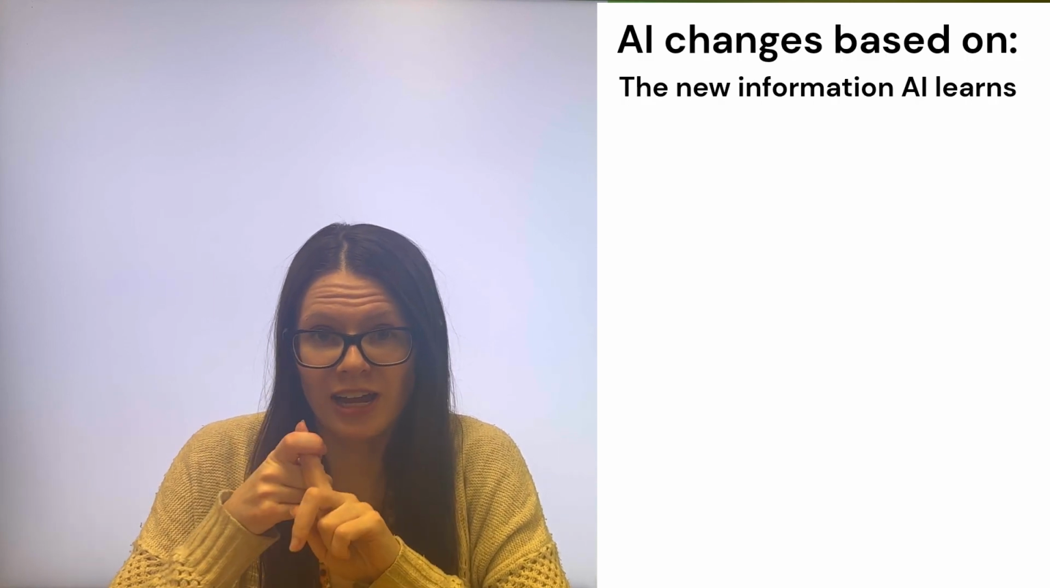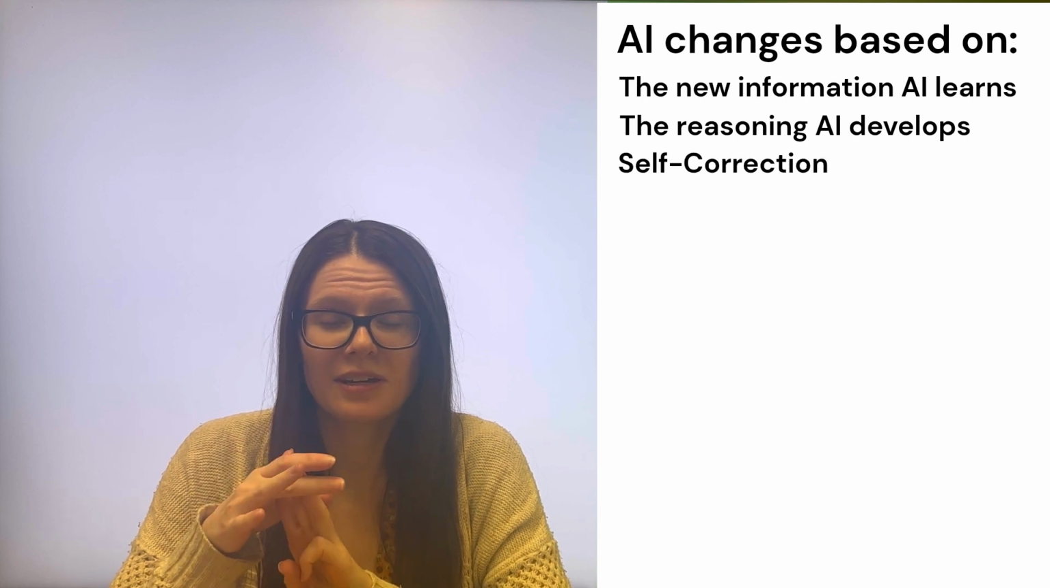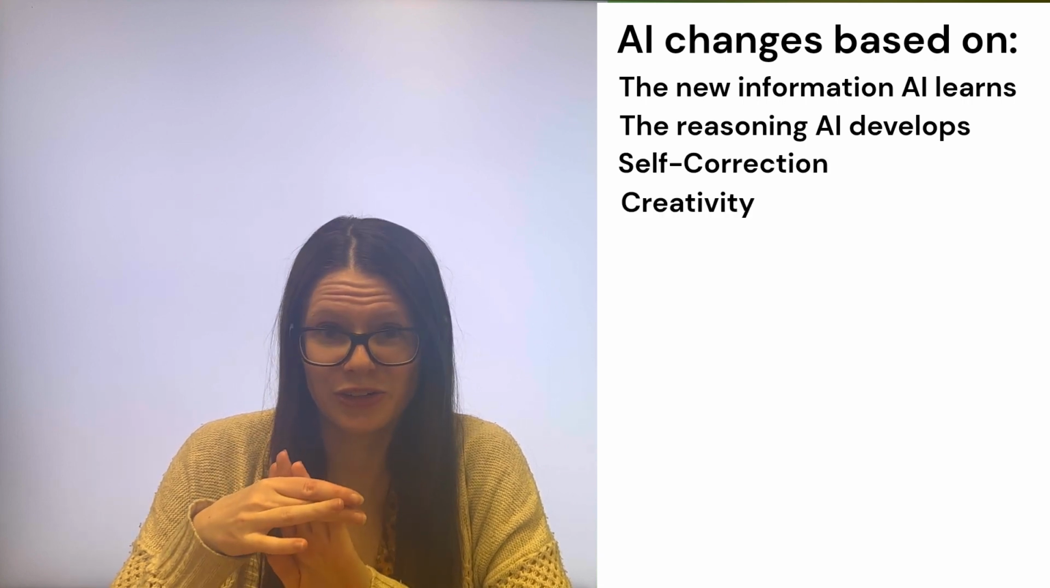One thing to keep in mind throughout this episode is that AI is constantly changing. There are 4 things that these changes are based on: the new information AI learns, the reasoning it develops, self-correction, and creativity. AI can be a great asset in the classroom when used appropriately.